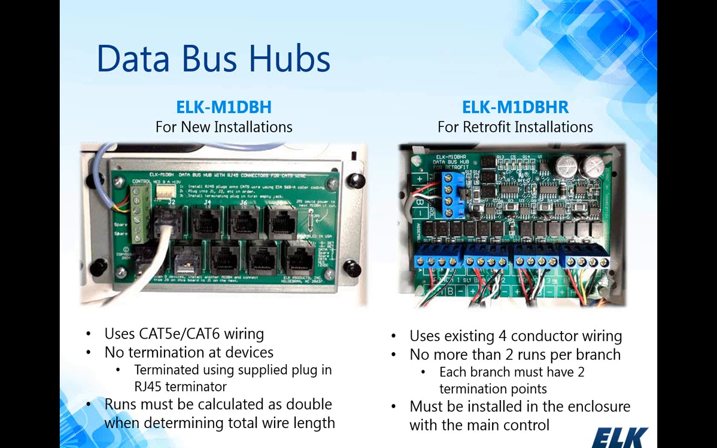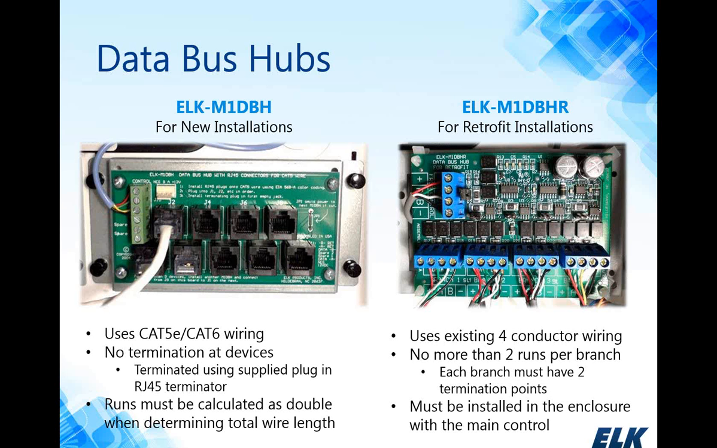The first hub is for new installations, where we recommend using either Cat5e or Cat6 wiring. So you're going to have an RJ45 termination on one end, and on the other end you'll have it wired to the device. And so all the devices home run to the hub, you do your RJ45 termination, plug it in, and go. This device also simplifies your termination of the data bus in that we provide this small little plug. It's an RJ45 plug with a resistor in it.